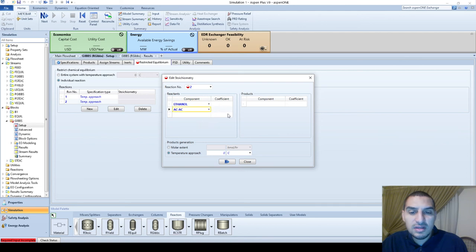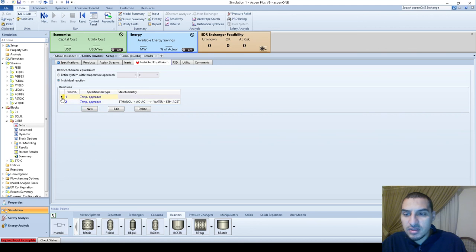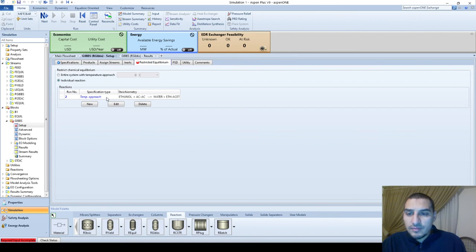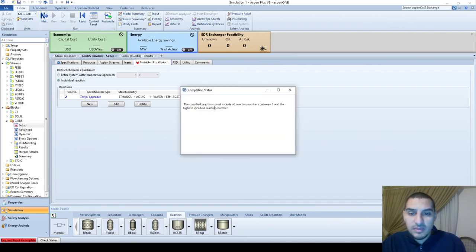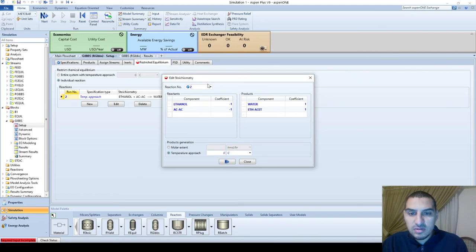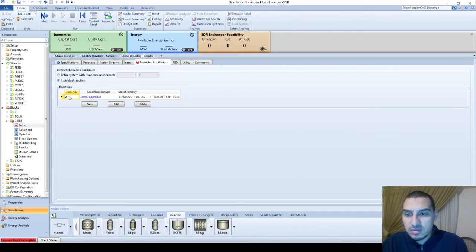the ethanol and ethyl acetate, -1 and -1, and you get water and ethyl acetate, and this is going to be 1 and 1. The temperature approach is 0. Oh, it defined 2 reactions, so we can get rid of this, delete the row. And this should be okay. Or reaction numbers between, oh, should be 1. So this is because it's number 1, so it's not happy for that. So we need to put this as 1.